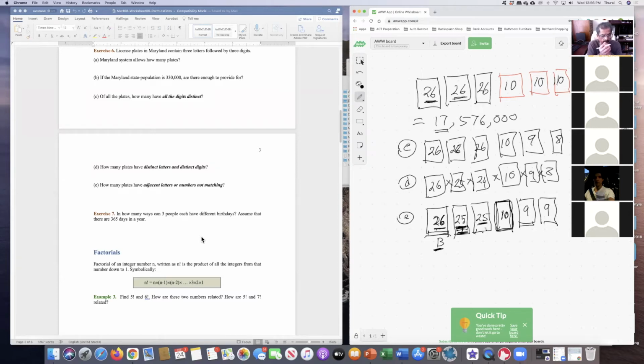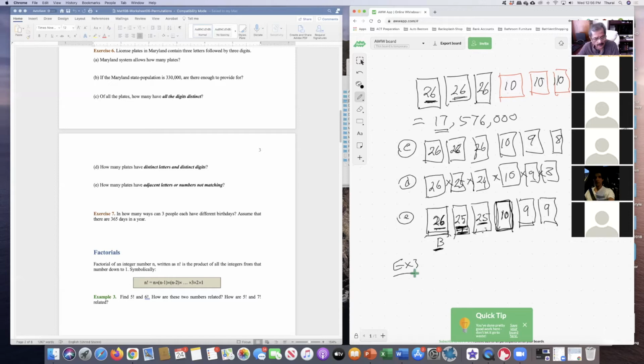Exercise 7: in how many ways can 3 people each have different birthdays? Assume that there are 365 days a year. So any one of those days can be a person's birthday. So in how many ways can 3 people have different birthdays? That's your question. 365 times 364 times 363. Right, very good, excellent.